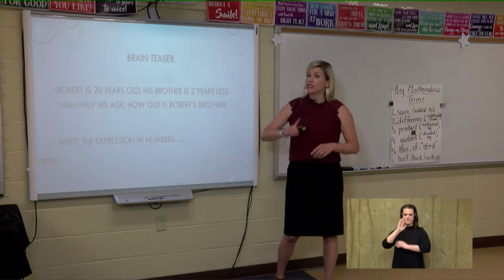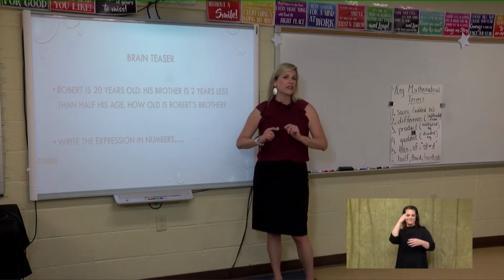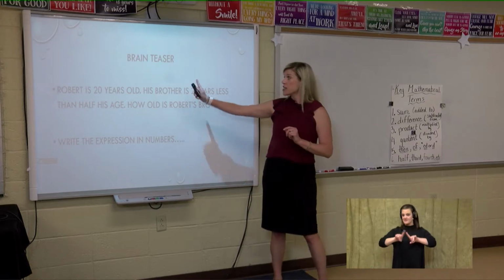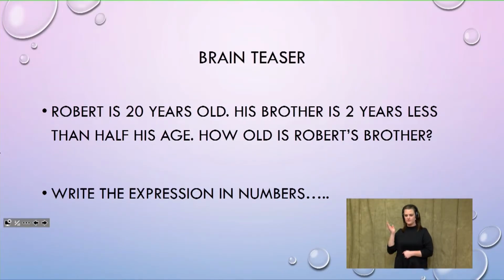All right, so I told you all that I would have a brain teaser every single time I came. So today is no different than Monday. Here is your brain teaser for today. I want you to write a numeric expression based on this. I'm going to read it to you guys. It says, Robert is 20 years old. His brother is 2 years less than half his age. How old is Robert's brother? Now remember, I don't necessarily want you to tell me how old his brother is. I want you to create an expression based on these numbers that you see. So I'm going to give you just a few seconds to do that, and then we're going to check it together.